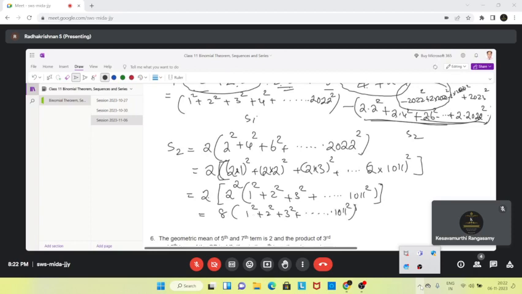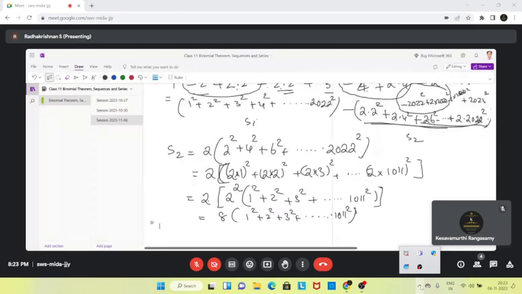So now we know how to solve this S1 and we know how to solve this S2. So solve them and do S1 minus S2. We get the answer. So what is your S1 here?